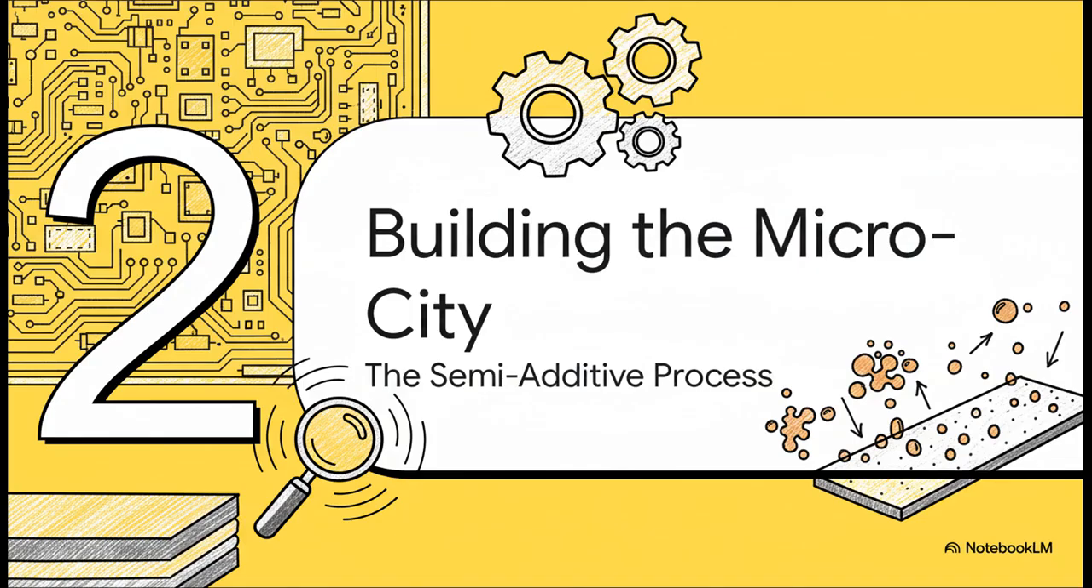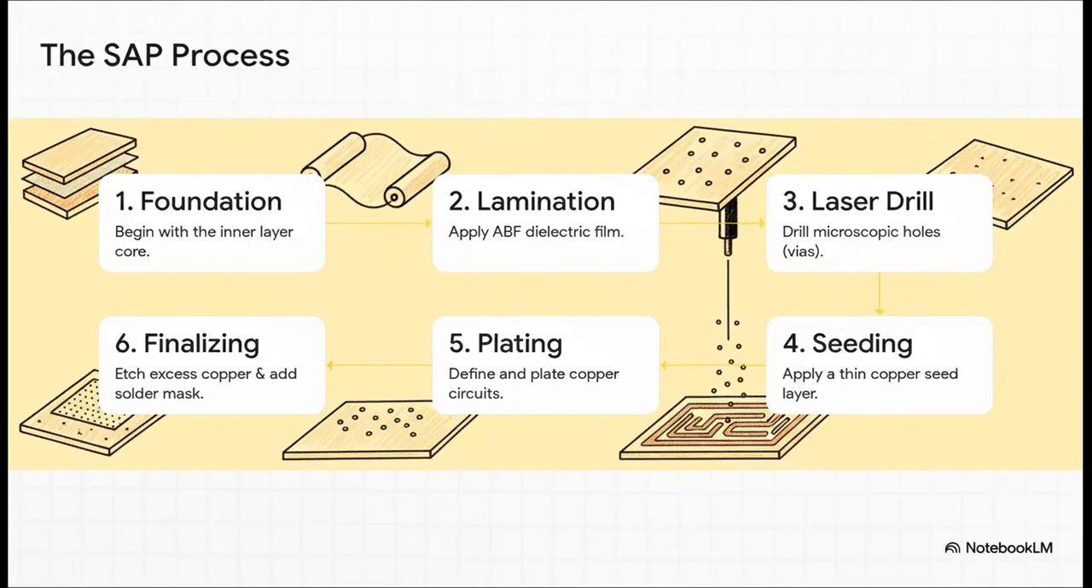Let's take a look at the incredible manufacturing method they use, called the semi-additive process. Building this stuff is like a delicate dance of chemistry, light, and lasers. You start by laminating these special films on. Then you drill impossibly small holes with a laser. Then you have to seed the entire surface with this whisper-thin layer of copper before using light, kind of like photography, to create a pattern. Only then can you plate the actual copper pathways. It's this painstaking layer-by-layer construction.